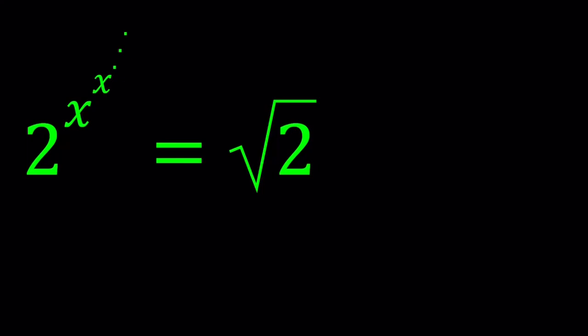Hello everyone. In this video we're going to be solving an exponential equation, a fun one. So we have this exponential power tower, 2 to the power x to the power x to the power x to the power dot dot dot, so on and so forth. All these are x's after the 2, and that is equal to square root of 2. We're going to find the value of x from here.